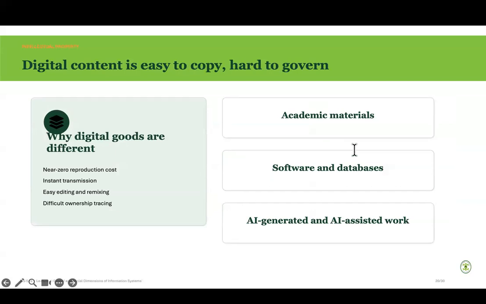Now, I think I have already mentioned the issue about the fact that digital property these days is easy to copy. They have some unusual characteristics, and one of them is the ease of copying. The cost of copying is almost zero. When we have digital properties, they can easily be transmitted instantly. They can easily be edited. They can be shared widely. And sometimes too, the ownership can be difficult to trace.